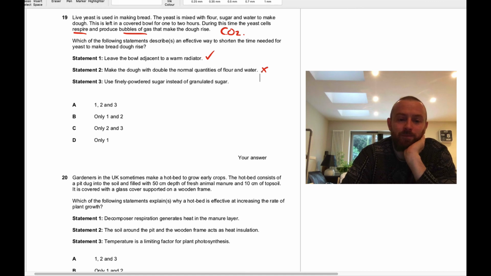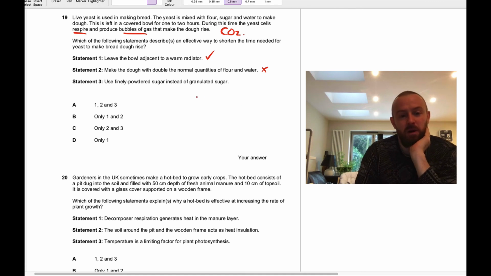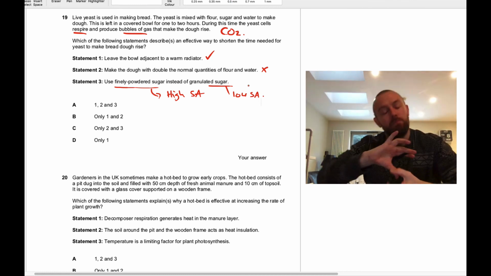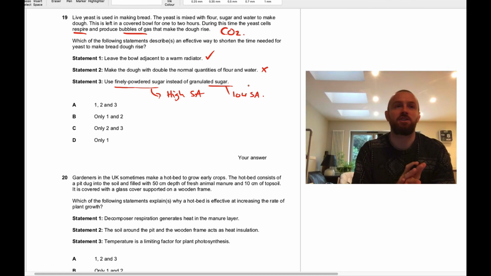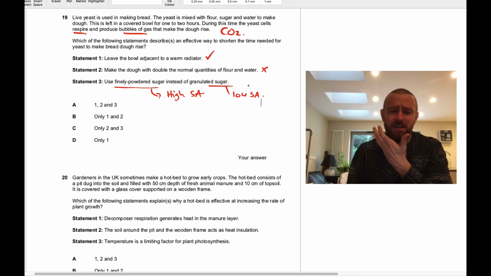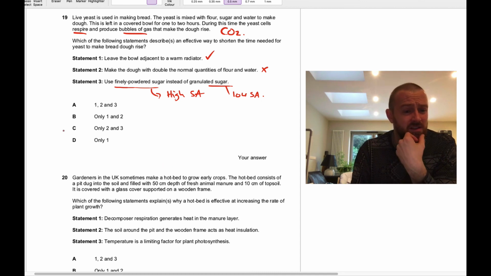3 is a tricky one. And I've debated this with students in the past. Use finely powdered sugar instead of granulated sugar. So this is a distractor. They want you to go wrong here because this is high surface area, isn't it? High SA versus lower surface area for the granulated. But when you've mixed it all in the dough, effectively, I guess you consider the dough as sort of a solution, or it's fully mixed and the sugar's been dissolved in all the dough. So therefore it wouldn't make a difference really. So the answer is just statement 1, which is D.